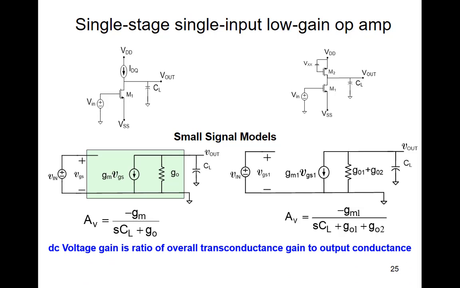The DC voltage gain is a ratio of the overall transconductance gain to the output conductance. Can we see that? The DC gain of this open loop gain is the slope of that transfer characteristic at the Q point, evaluated at 0, and it's minus Gm over G out. Or for this structure, it's minus Gm over GL1 plus G out 2.